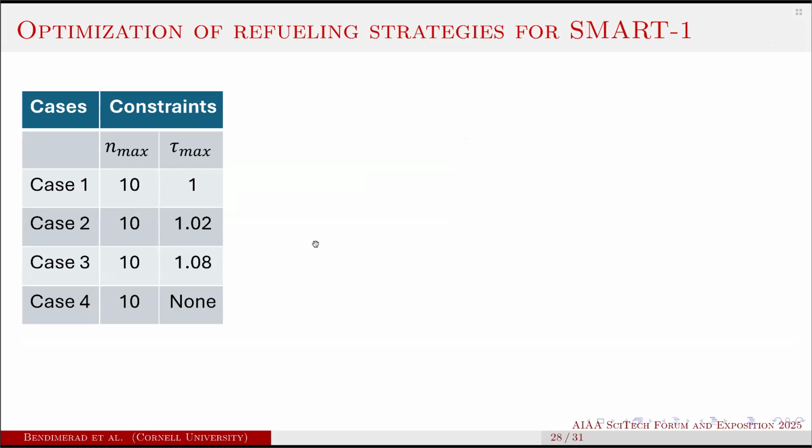And so we define 4 cases. In all cases, we prescribe n max to be equal to 10, which is the maximum number of mission segments. And then we have different values of tau max. In case 1, tau max is just 1, which means that we don't want the mission to be longer than the actual Smart 1 mission. In case 2, it is 1.02, which means that we can tolerate up to 2% longer missions. In case 3, 1.08. And in case 4, there is no constraint on the time, which means that the mission can be as long as possible.